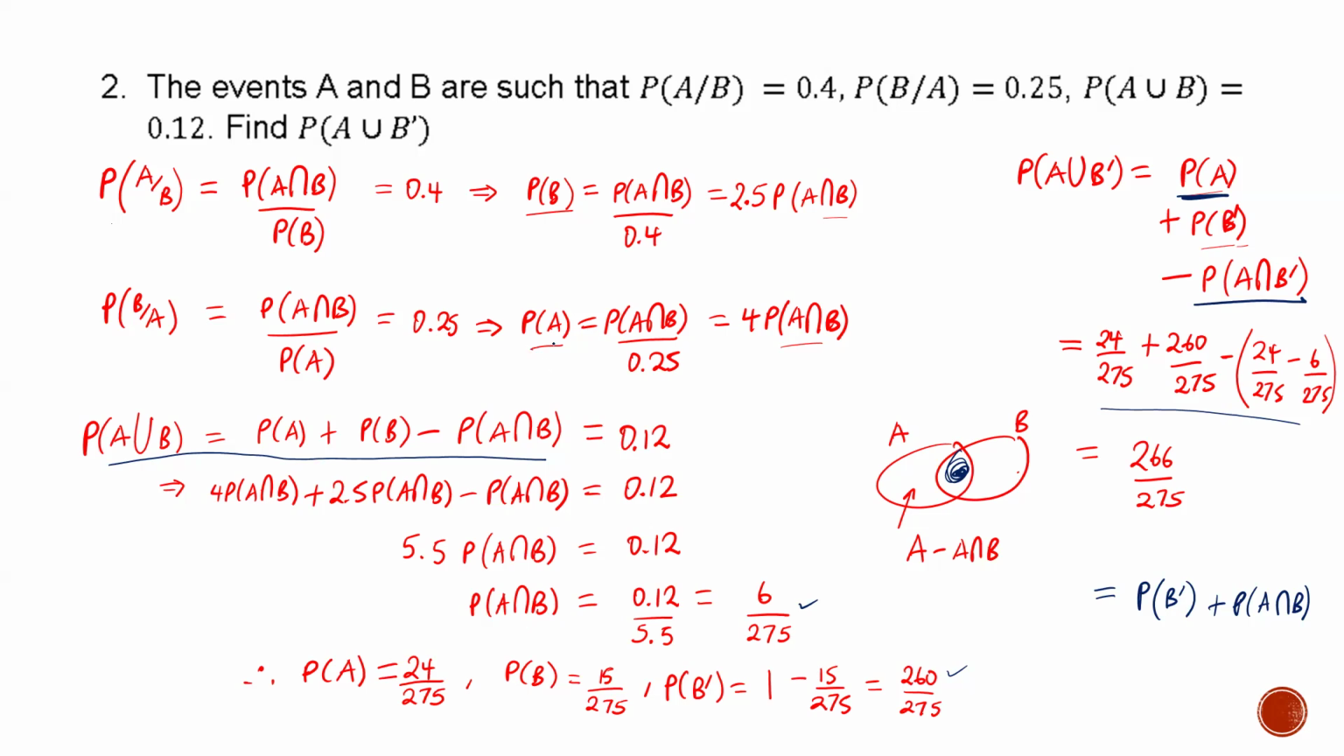But remember, the probability of A is 4 times the probability of the intersection. So I could get that as 24 out of 275. The probability of B is 2.5 times the probability of the intersection. So I could get that as 15 out of 275. And then I get the probability of B complement by subtracting that from 1. And then if I add these two, like I said, you should get your answer. Any other questions there?